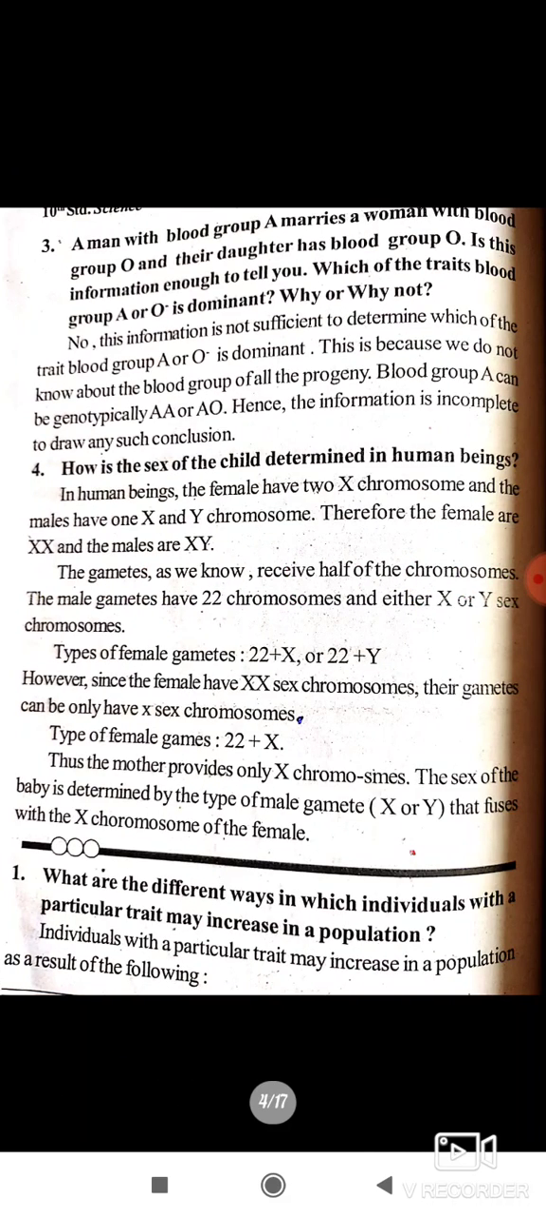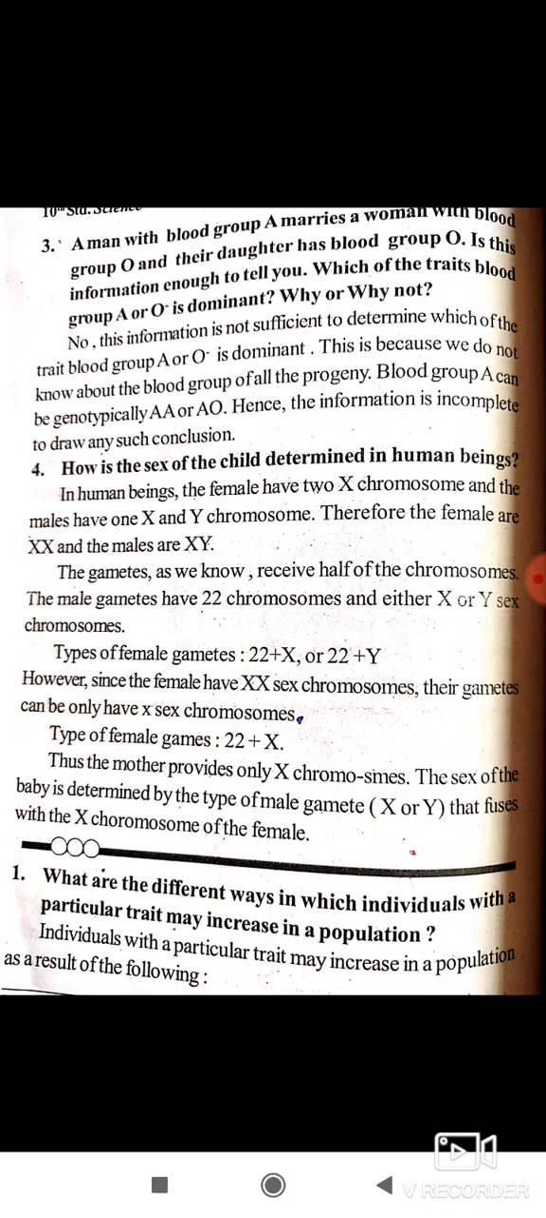How is the sex of the child determined in human beings? In human beings, the females have 2 X chromosomes and the males have 1 X and 1 Y chromosome. Therefore, the females are XX and the males are XY. The gametes, as we know, receive half of the chromosomes. The male gametes have 22 chromosomes and either an X or a Y sex chromosome.